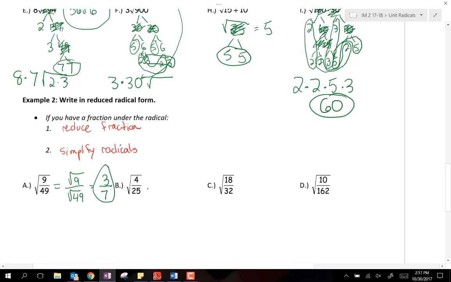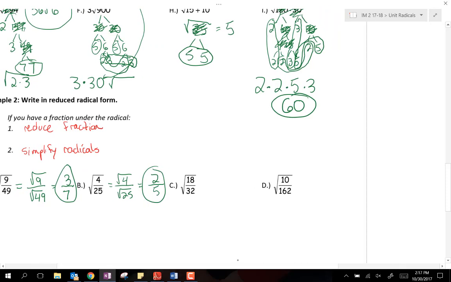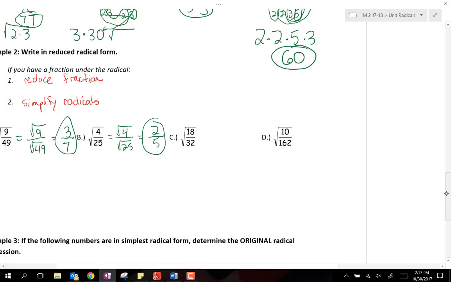4 over 25. Nothing goes into 4 and 25. So I split them up. Square root of 4 is 2. Square root of 25 is 5. Letter C, 18 over 32. Now we can divide by something. We can divide by 2. So it's 9 over 16. Nothing else will divide in, so we split them up. And we get square root of 9 is 3, square root of 16 is 4.